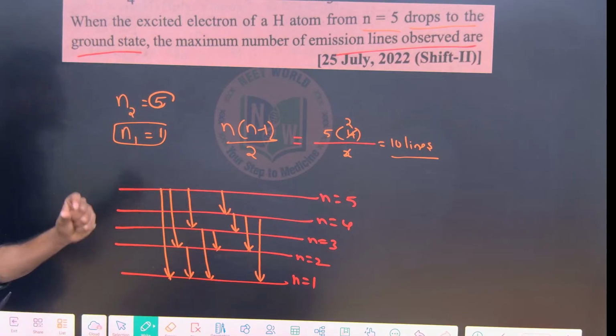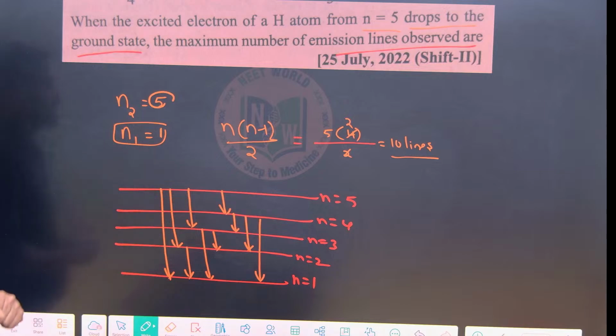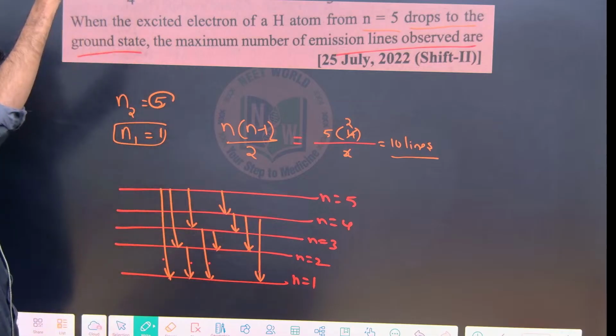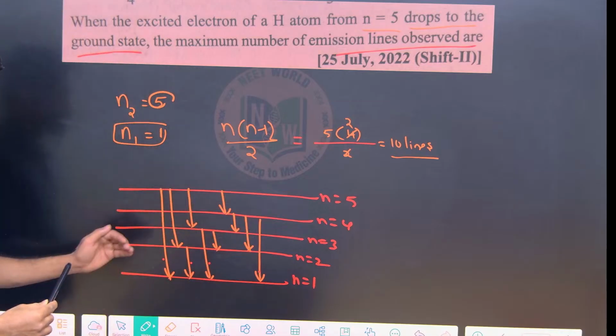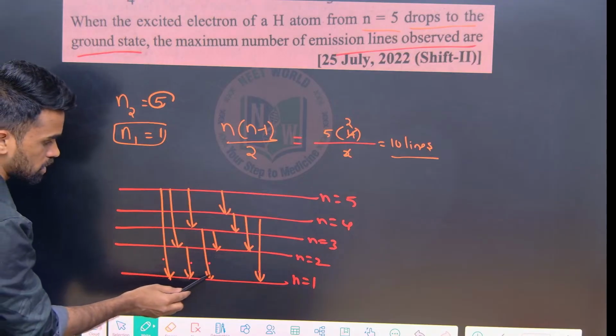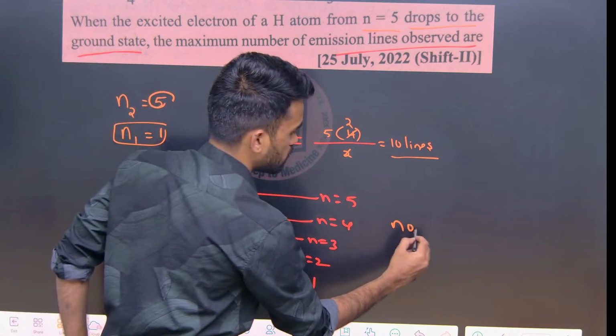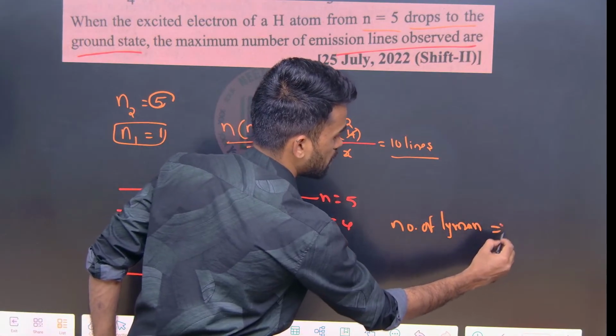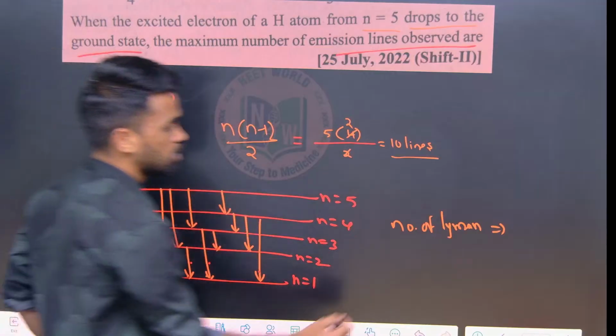Now check the number of lines falling in the Lyman series. So how many lines are in the Lyman series? From the nth state to the ground state. So 1, 2, 3, 4. From any higher energy level to the ground state, the lines come in the Lyman series. Now how many lines? 1, 2, 3, 4. So if they ask the number of Lyman series lines, we got 4. It's very easy.